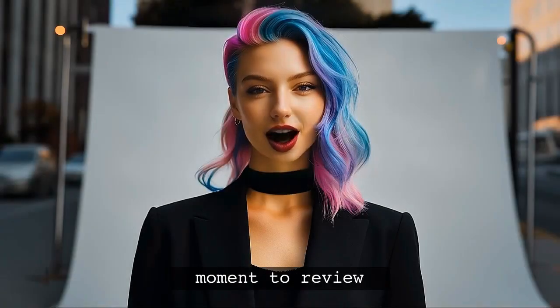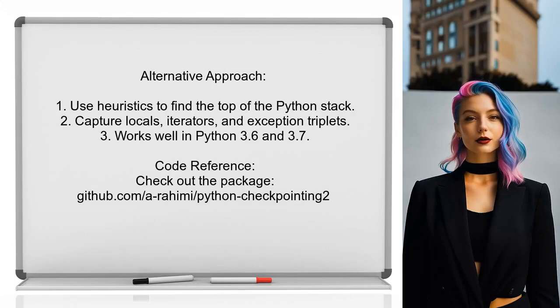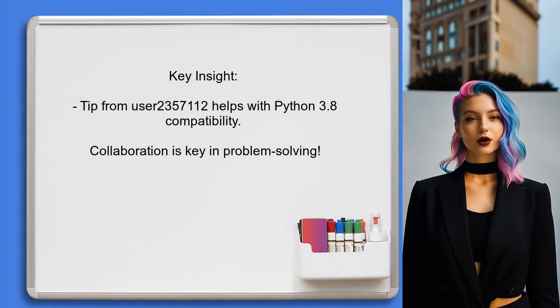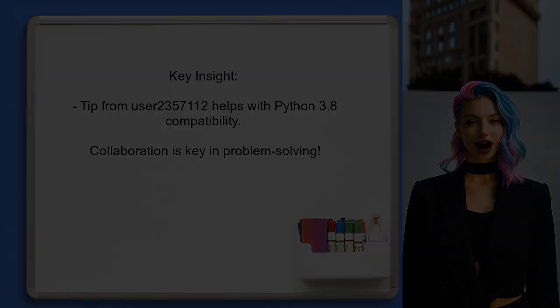Let's take a moment to review another user's answer. One user shares their experience with accessing the bytecode evaluation stack. They mention working on a package that uses heuristics to determine the top of the Python stack. Their snapshotting function captures the locals, iterators from nested loops, and exception triplets, especially in Python versions 3.6 and 3.7. They also mention a helpful tip from another user that aids in making this approach compatible with Python 3.8. This highlights the collaborative nature of finding solutions in the community.